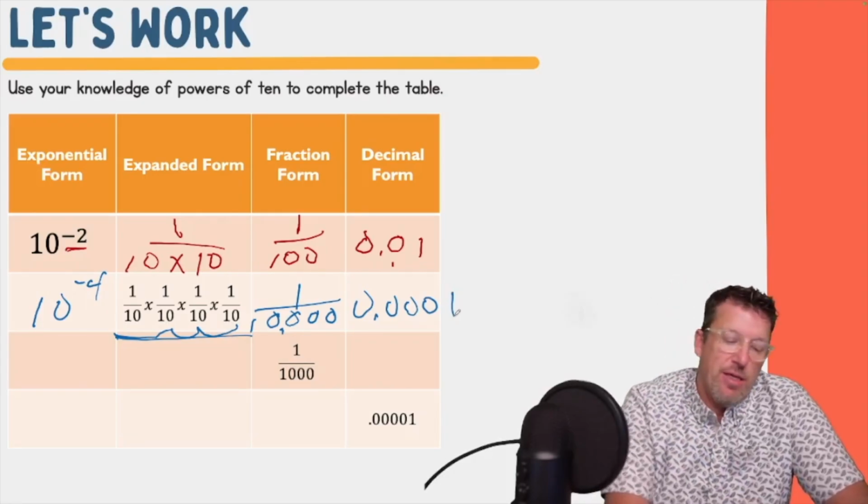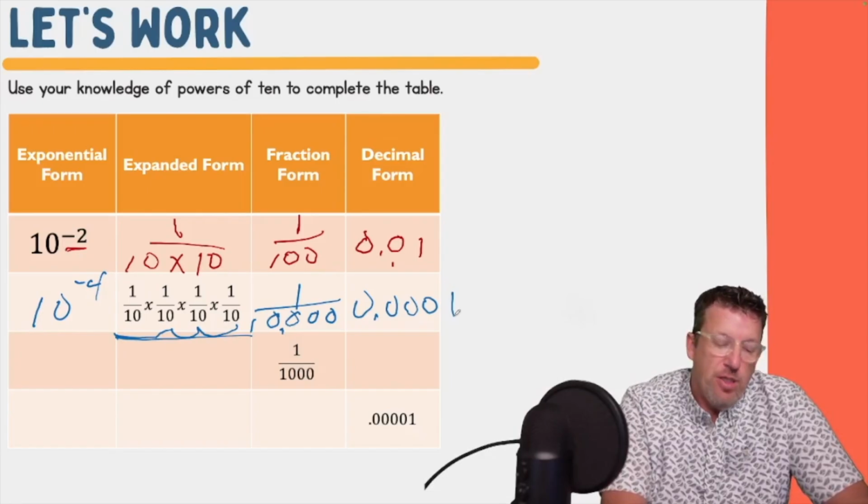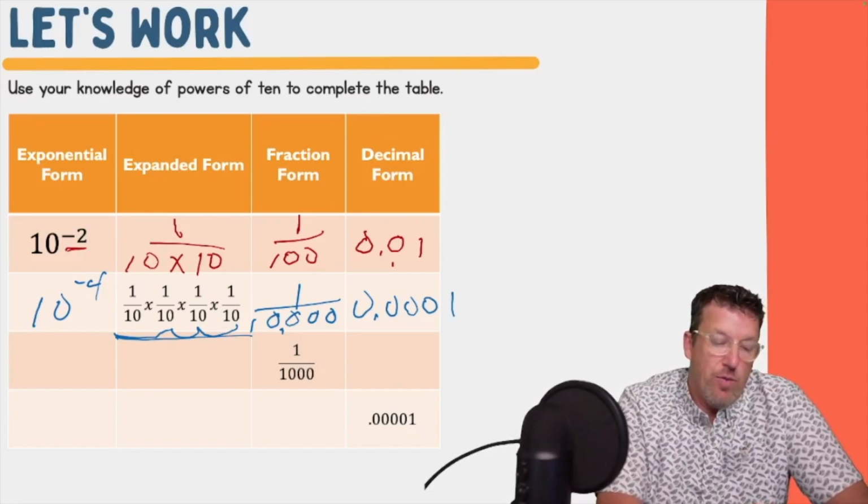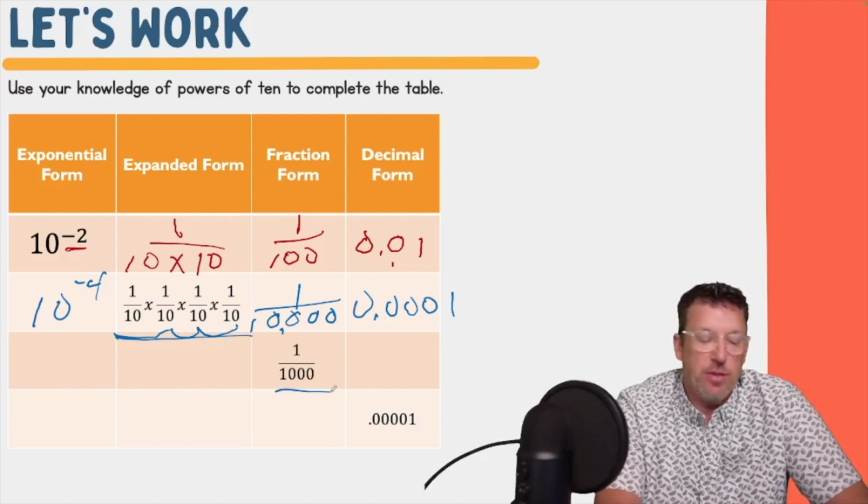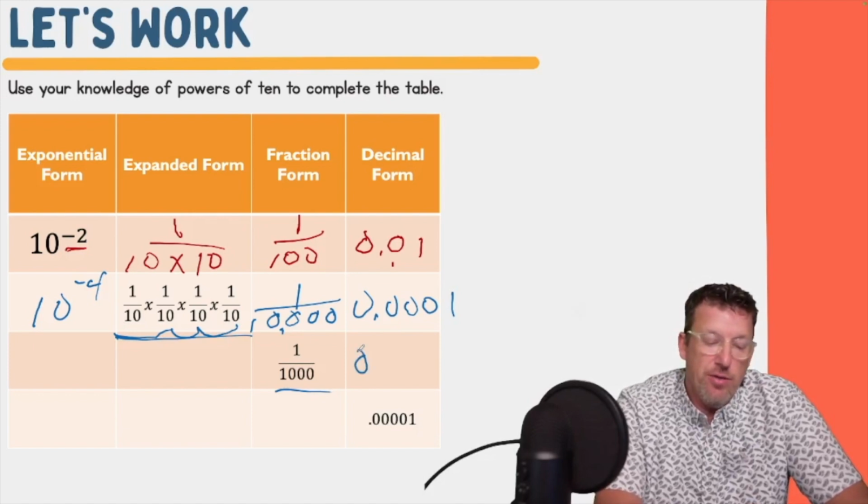Okay? Let's do one more. And what we have here is 1/1000th. Well, let's go ahead and do the decimal because we already said the words 1/1000th. No, nothing's in the 1 place. 1/1000th.